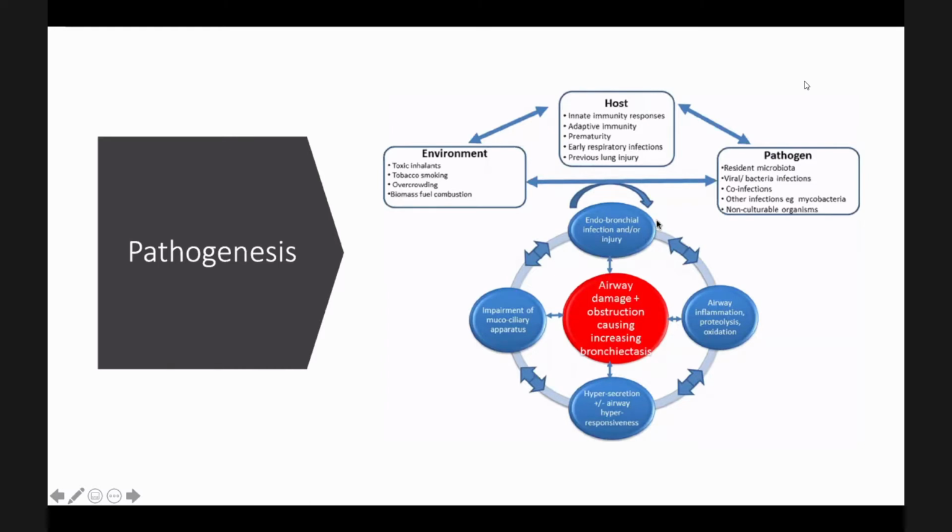That is mainly important. Then intrabronchial infections and or injury may lead to airway inflammation. There is proteolysis, oxidation. All these will lead to hypersecretion of the airway, and there might be airway hyperresistance. There is an impairment of mucociliary function. All these lead to airway damage and obstruction, causing increasing bronchiectasis. So this is how the pathogenesis goes on in the case of bronchiectasis.